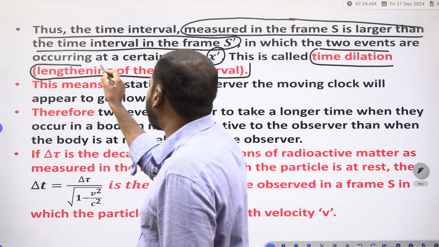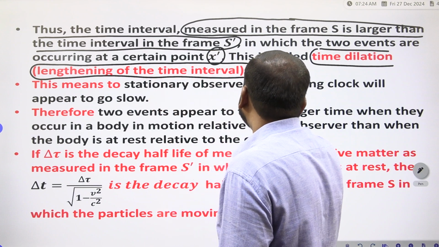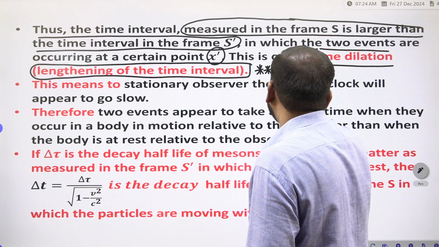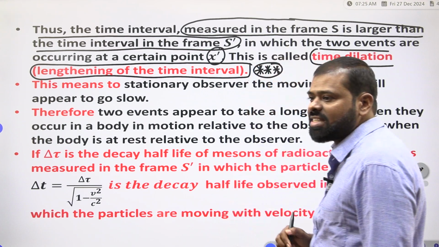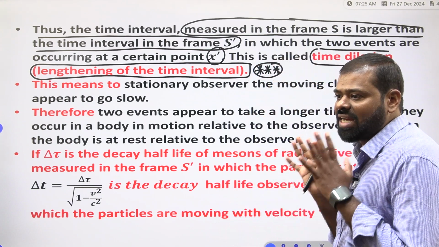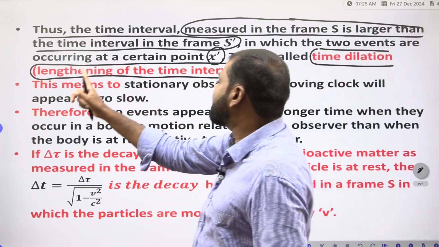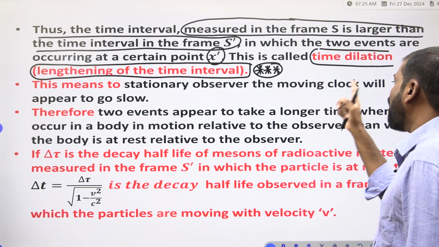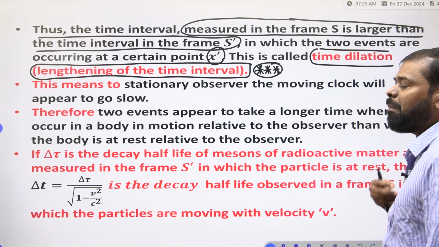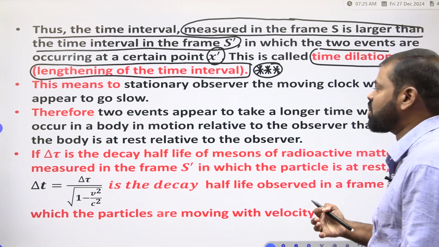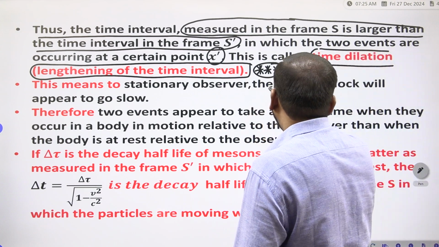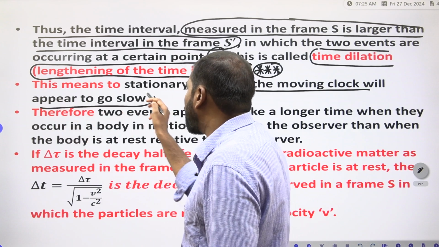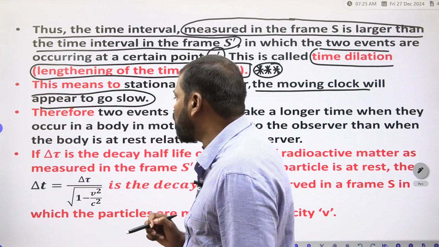Time dilation is nothing but the lengthening of the time interval. Therefore, this means that to a stationary observer, the moving clock will appear to go slow.